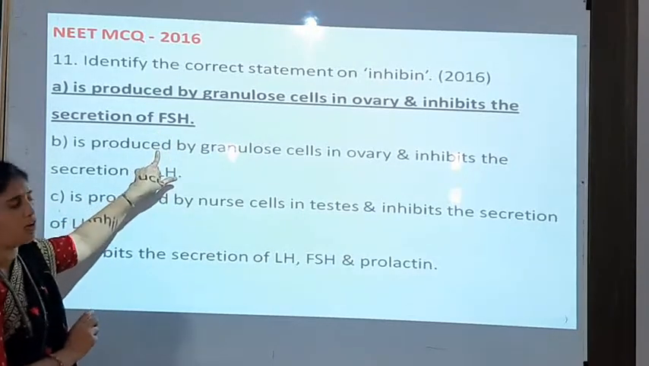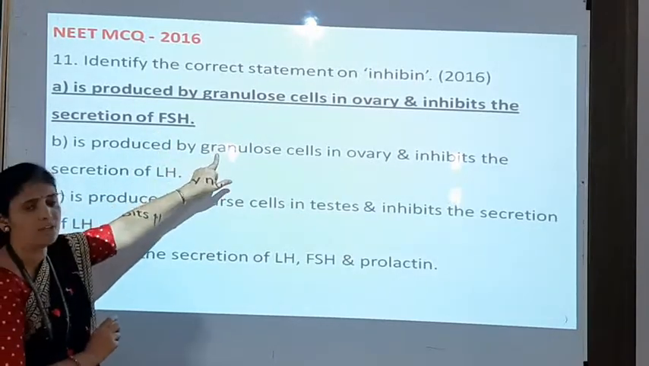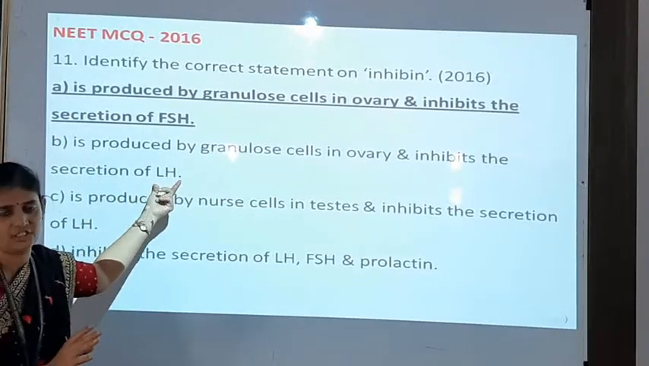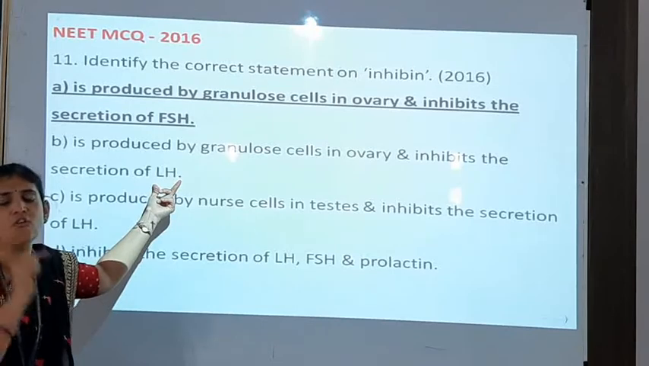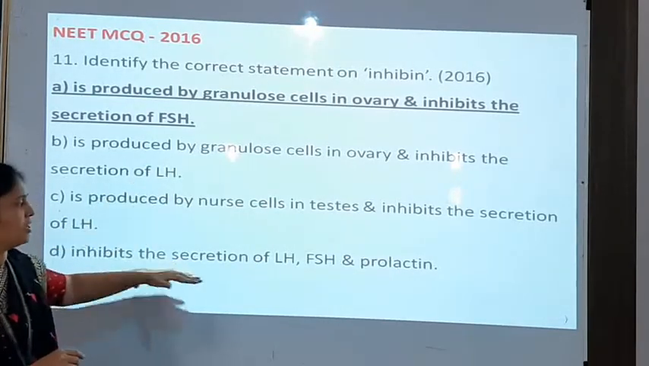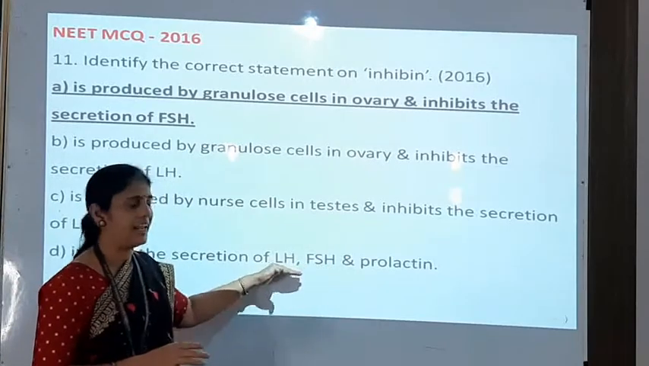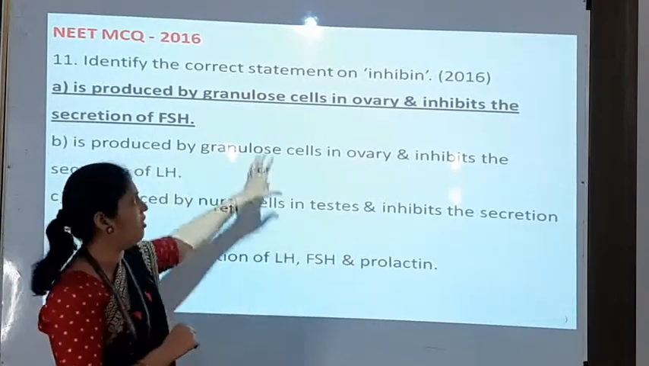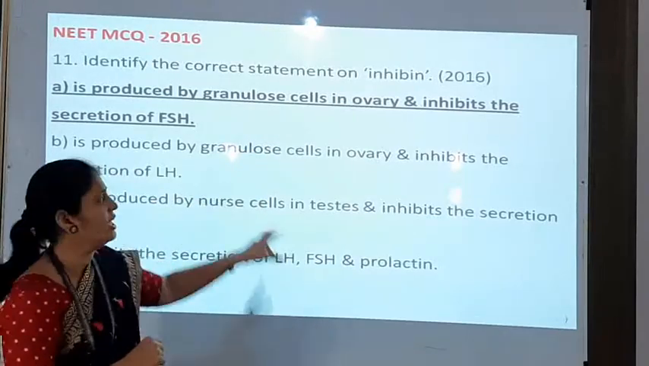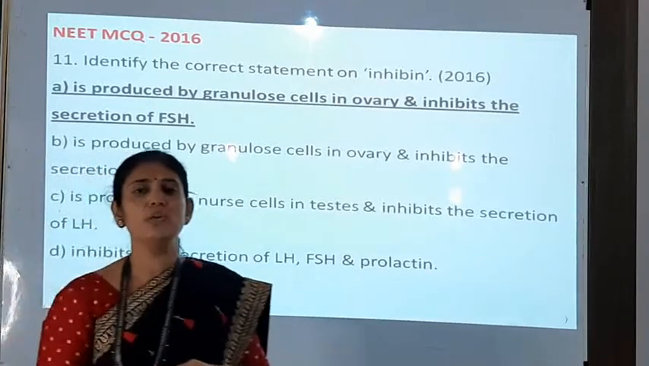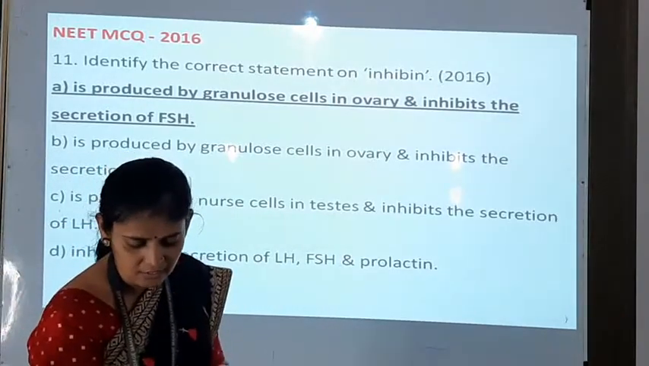This is wrong because it is secreted in the ovary, but it is not inhibiting the secretion of LH. So this is wrong, and this is also wrong because LH is secreted, FSH is inhibited, and prolactin has no role due to the inhibin. So this is the correct answer, the first statement related to inhibin. So this is the first question.